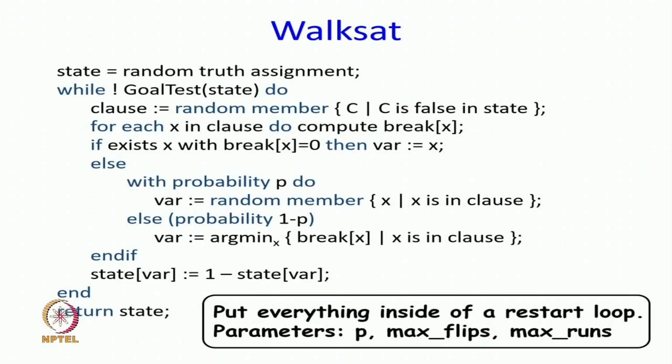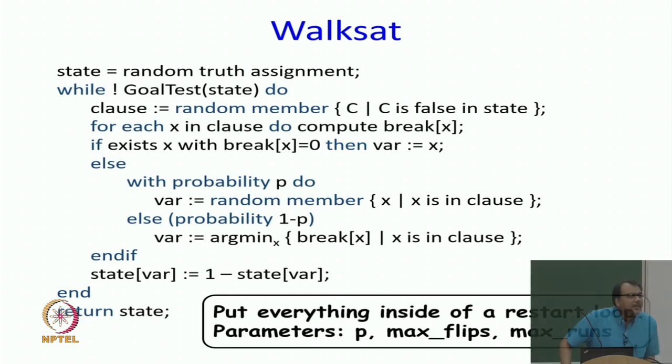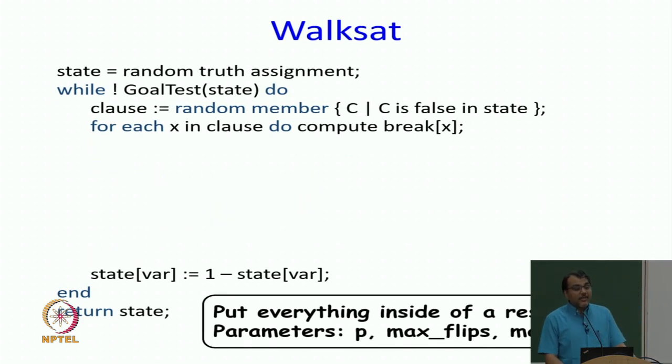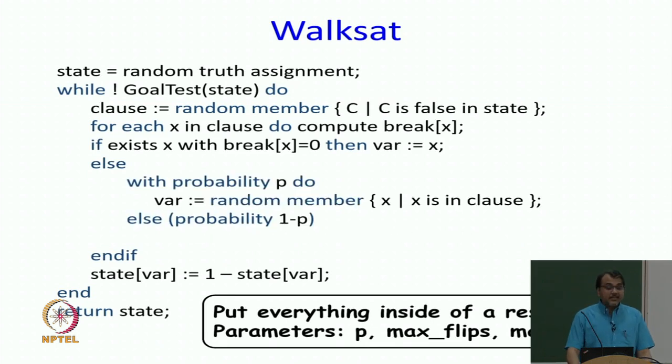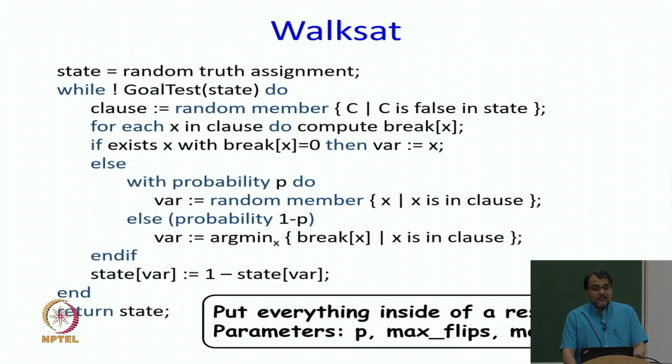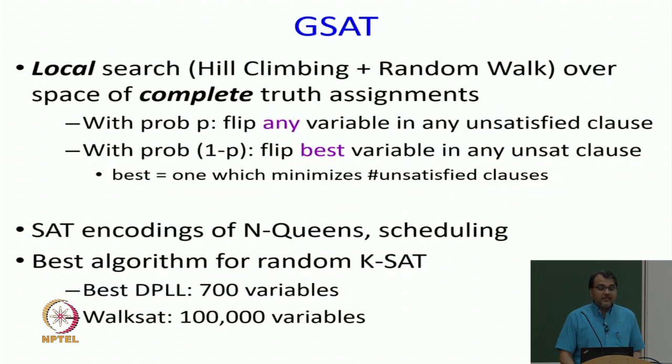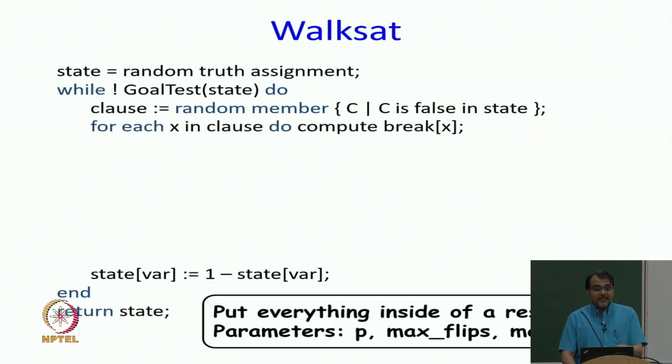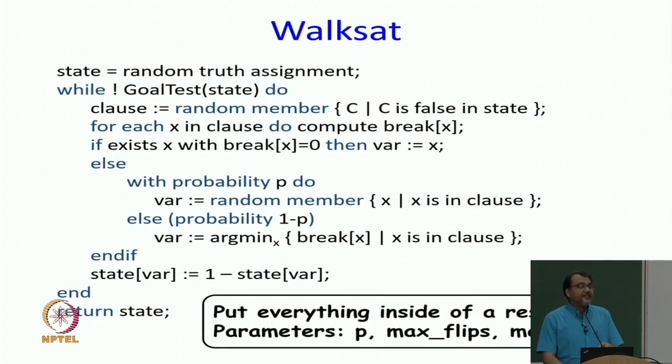So why might WalkSAT be better? If there is a variable which breaks nothing, in the case of WalkSAT it would do it definitely, but in the case of GSAT it will do it with probability p. That's not exactly true. Why is it not exactly true? Because first we have picked a random clause here. We are not going over all unsatisfied clauses, and actually that is the strength of WalkSAT, believe it or not.